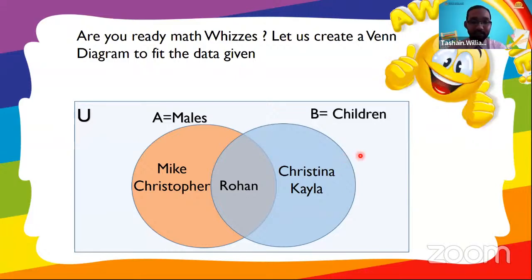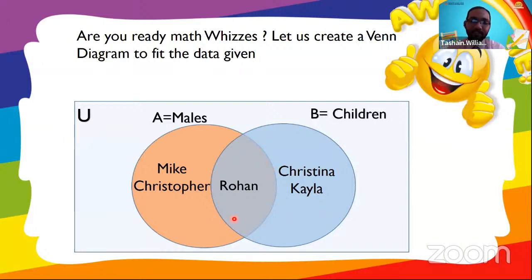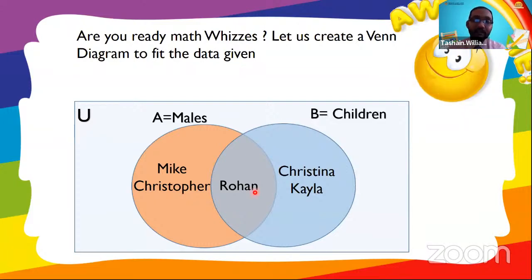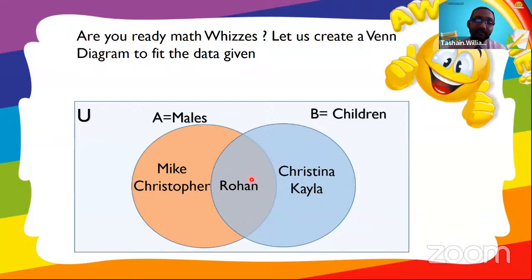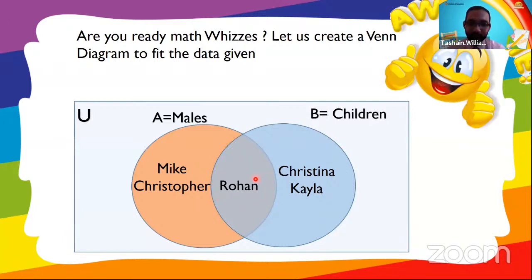You may mute. So, boys and girls, again, this shaded portion here that I'm highlighting, that Rohan is in, represents an overlap, or what we call Rohan being common to both sets. He is a male and he's also one of the children in the family. So this shaded region here is the intersection of both sets.